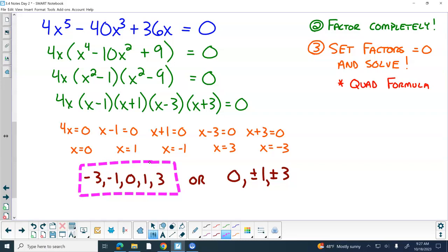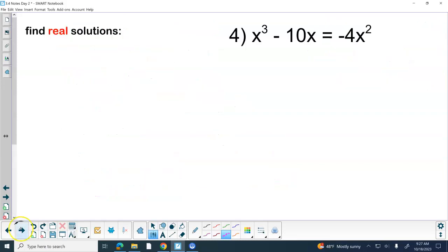Questions, comments, concerns, clarifications? Let's try this one. Find me the real solutions. Step number 1. Add 4x squared to both sides.